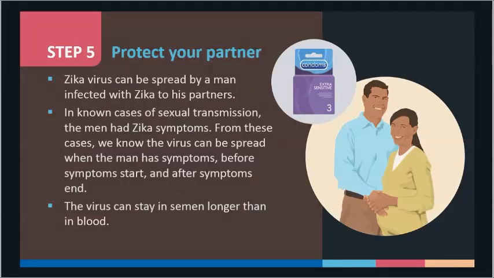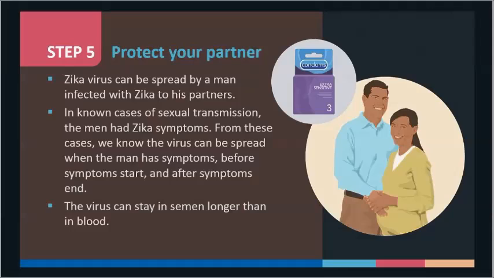So as we now know, since it is spread by sexual intercourse, it is important for men to protect their partners. The Zika virus can be spread by a man to his partners during sexual intercourse. In all known cases so far where there has been sexual transmission, the man has been symptomatic, either diagnosed or highly symptomatic. We don't know for sure that a man who is infected but not showing symptoms could still spread the virus, but so far, all of the known cases have been among men who are symptomatic.